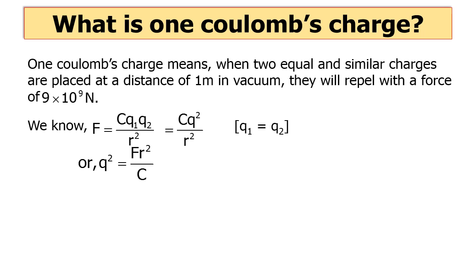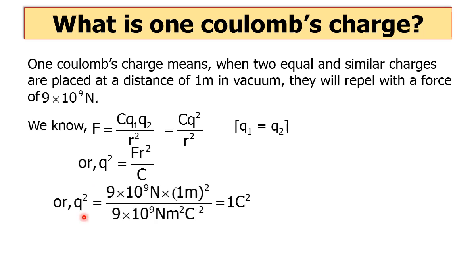Now we will try to calculate the value of Q. So if we change the position of the quantities, then we can write Q square equal to F R square divided by C. And now from the given information, if we put the values of F, R and C in that equation, then we can write Q square equal to 9 into 10 to the power 9 Newton times 1 meter square divided by the value of Coulomb constant, 9 into 10 to the power 9 Nm square C inverse 2. After calculation we can write 1 C square.